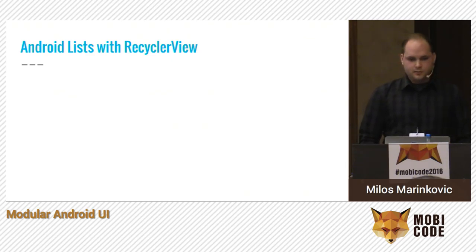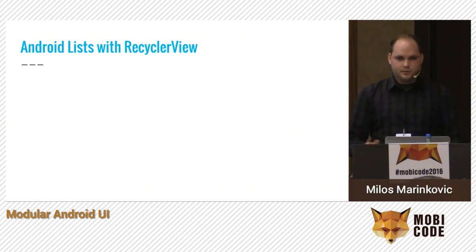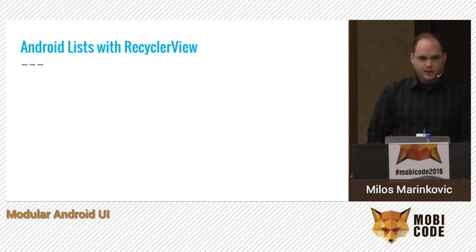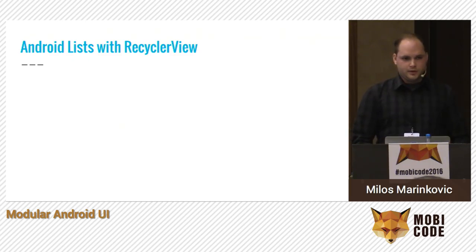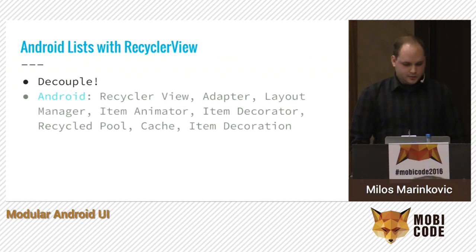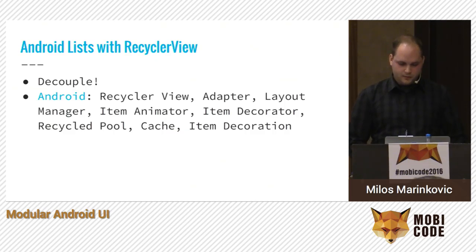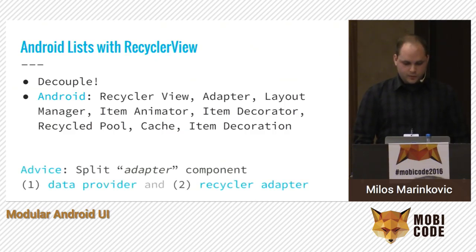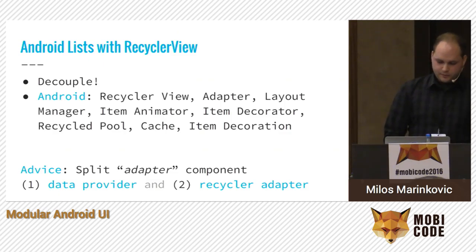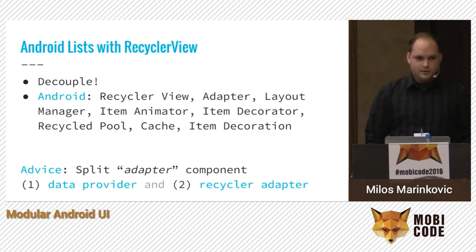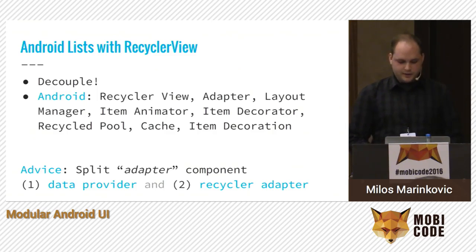We wanted a separate structure that would manage, fetch, prepare, update, whatever, only deal with the data, and have another component that would only deal with the UI. So we decided to decouple. What Android Recycler View offers, I mean, this is a smaller list, but the main components are listed. And we wanted to split the adapter component because it was the most important one for us. We split it into two different components that had no dependencies between each other. So you could add a data provider to the adapter, but you couldn't add the adapter to the data provider.